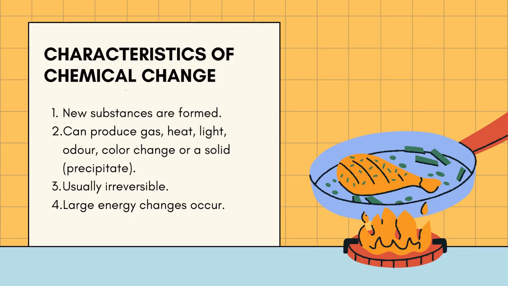Characteristics of chemical change. New substances are formed, can produce gas, heat, light, odor, color change, or a solid, that is a precipitate. These are the signs when they are being produced. It means that there is a chemical change that has occurred. They are usually irreversible and large energy changes occur. In physical, they were very small.